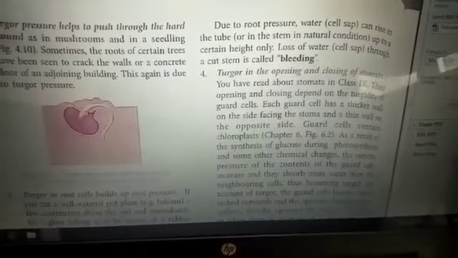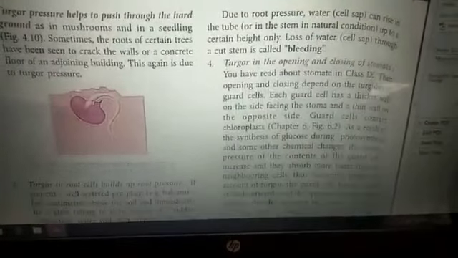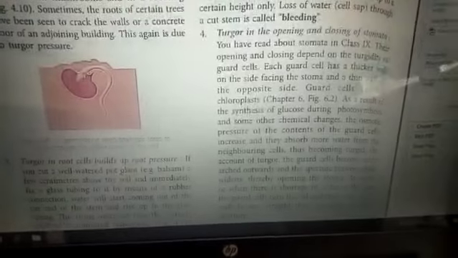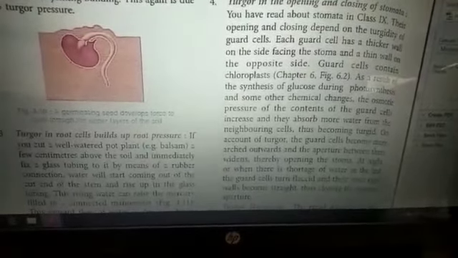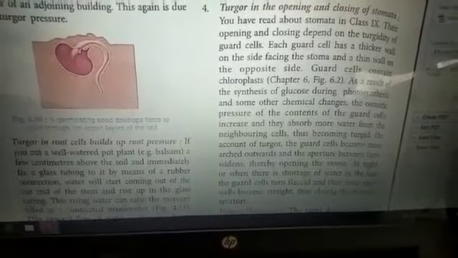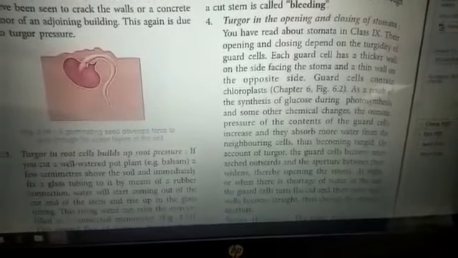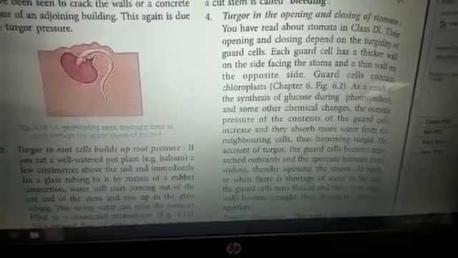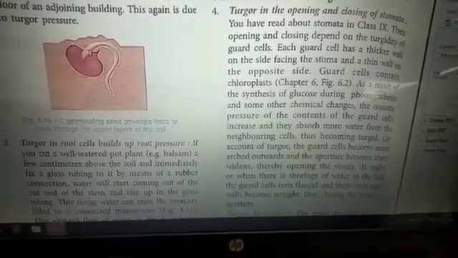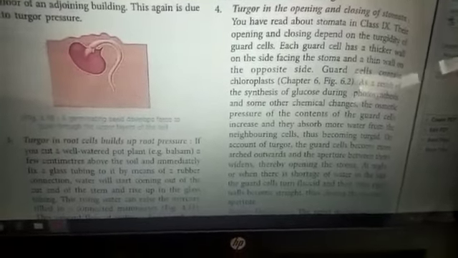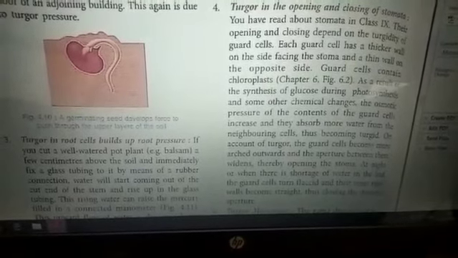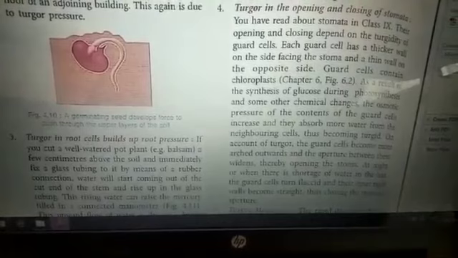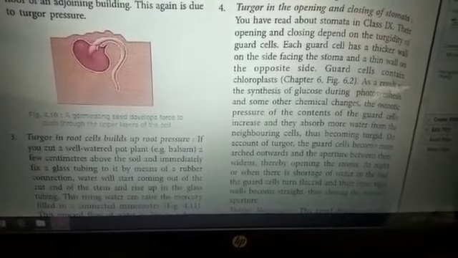Turgor in the opening and closing of stomata. We have already studied in lower standards how stomata work. It is because of ions like sodium and potassium ions. Mainly K plus and H plus are important. Turgor is the condition where the water content is more, so when it is more, the stomata open. When it is less, the stomata close. In the day they are open, in the night they are closed.